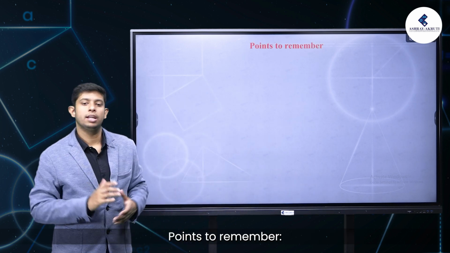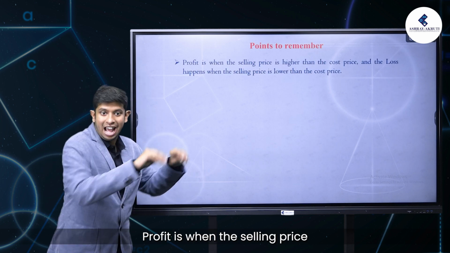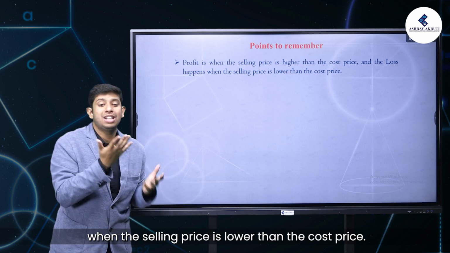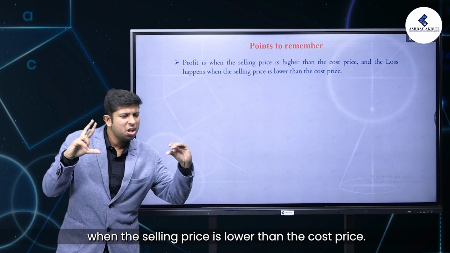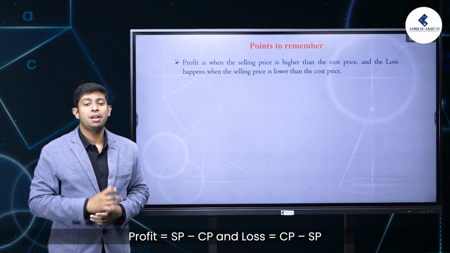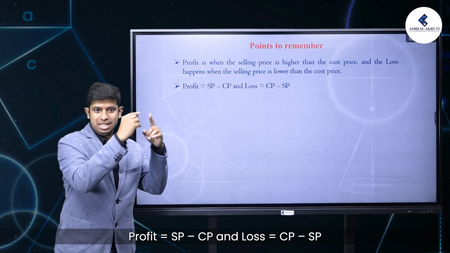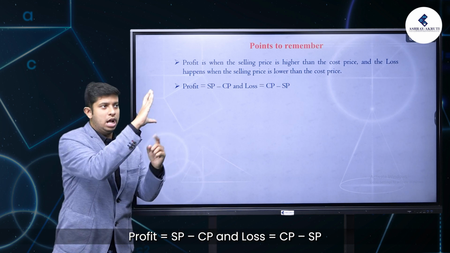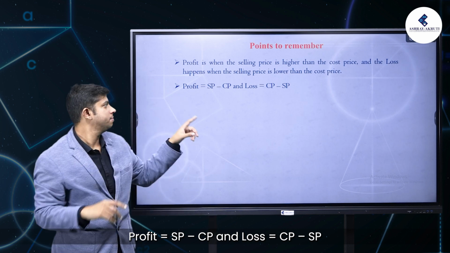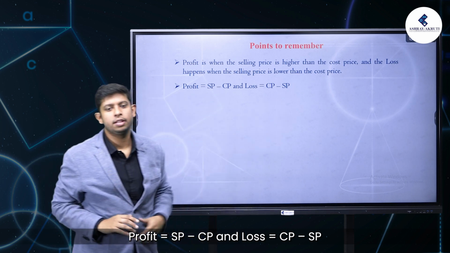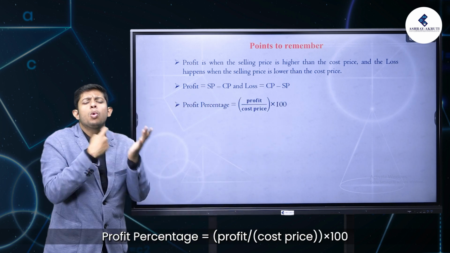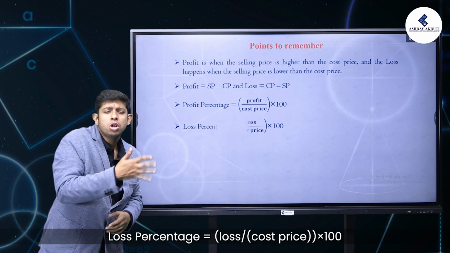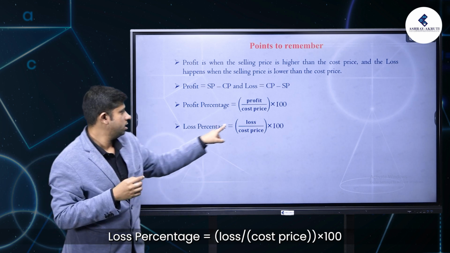Points to remember. Profit is when the selling price is higher than the cost price, and the loss happens when the selling price is lower than the cost price. Profit equals selling price minus cost price, and loss equals cost price minus selling price. Profit percentage equals profit by cost price into 100. Loss percentage equals loss by cost price into 100.